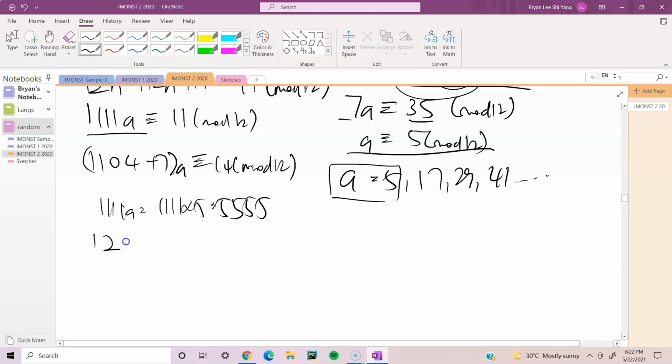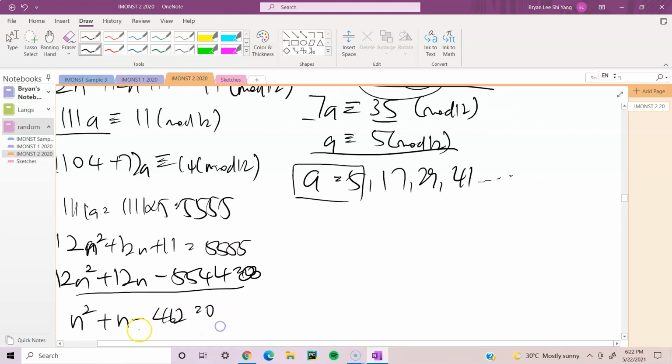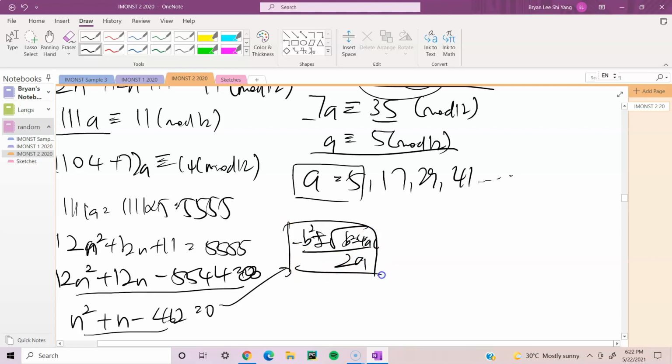Now we see that 12n squared plus 12n plus 11 equals 5555. And then we can turn it into 12n squared plus 12n minus 5544 equals 0. Since this whole thing is a multiple of 12, we can just divide by 12. We will get n squared plus n minus 462 equals 0. Then we can just factorize it, or you can use the quadratic formula, right? So for this one, you could either use negative b plus minus the square root of b squared minus 4ac, over 2a.